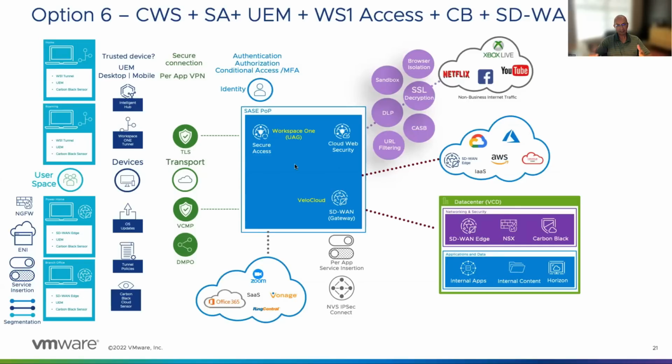So it doesn't, like I said, it doesn't have to be all VMware. We are very open in terms of the architecture. So that's how it would work. So, you would just not have SD-WAN going through the SASE POP, but you could still use the other components within the SASE POP to provide the security that you need.